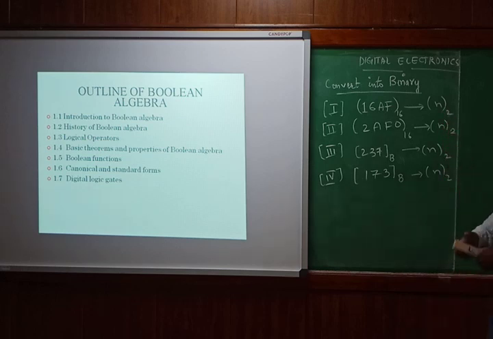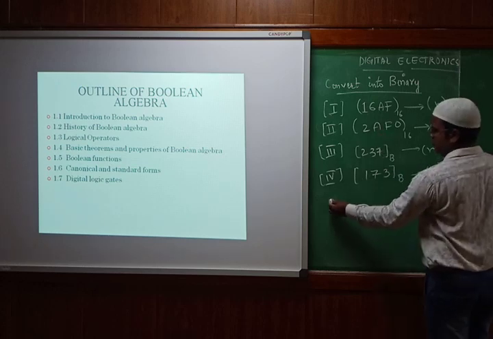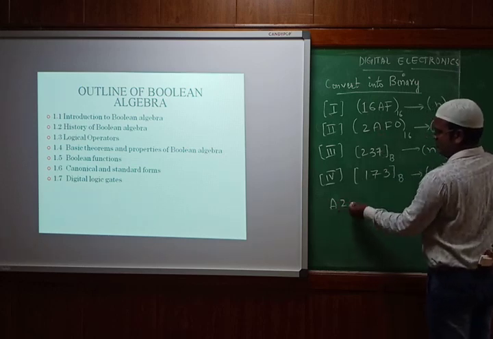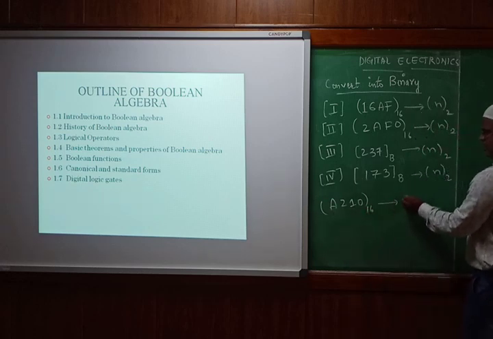So why am I mentioning this? 8 means it's octal, 16 means it's hexadecimal. Those numbers we need to write in binary form. One more example I'll explain over here so that this will become easy. Suppose instead of this, I have a number like A210 in base 16. We need to write that into base 2 format.